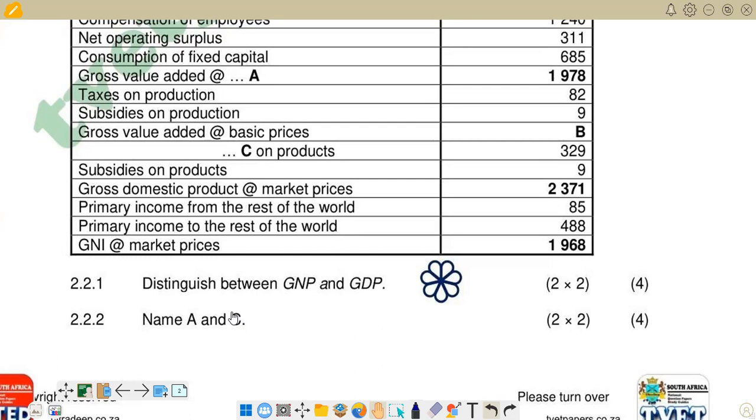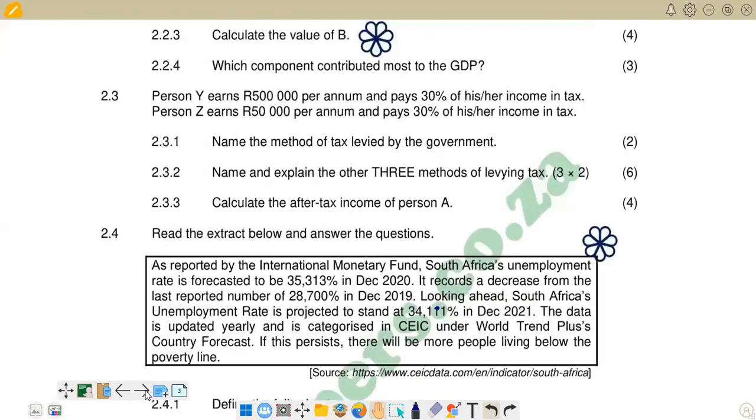GDP only looks at goods that are produced within South Africa or within the boundaries of South Africa. That is the gross domestic product. So this is irrespective of the nationality of the producers. We are only looking at the total monetary value of the goods and services that are being produced in our local economy within the boundaries inside South Africa. That explains GDP.